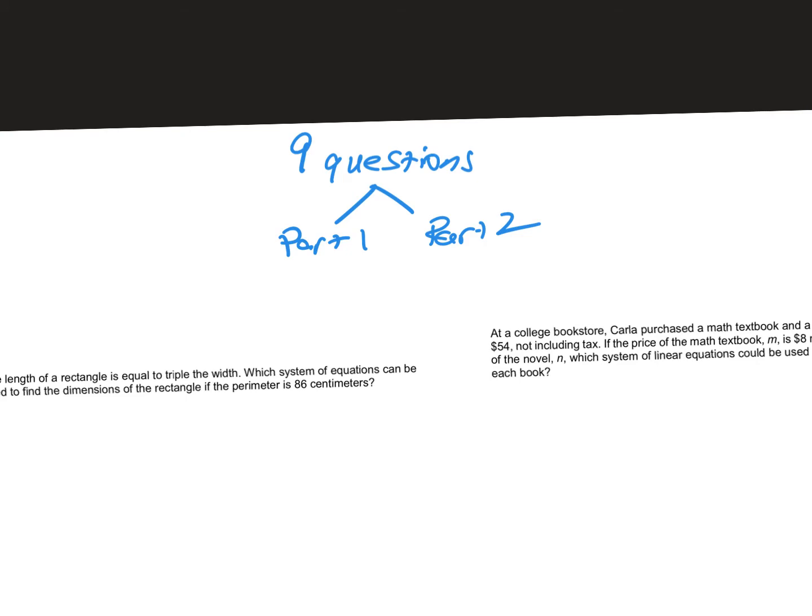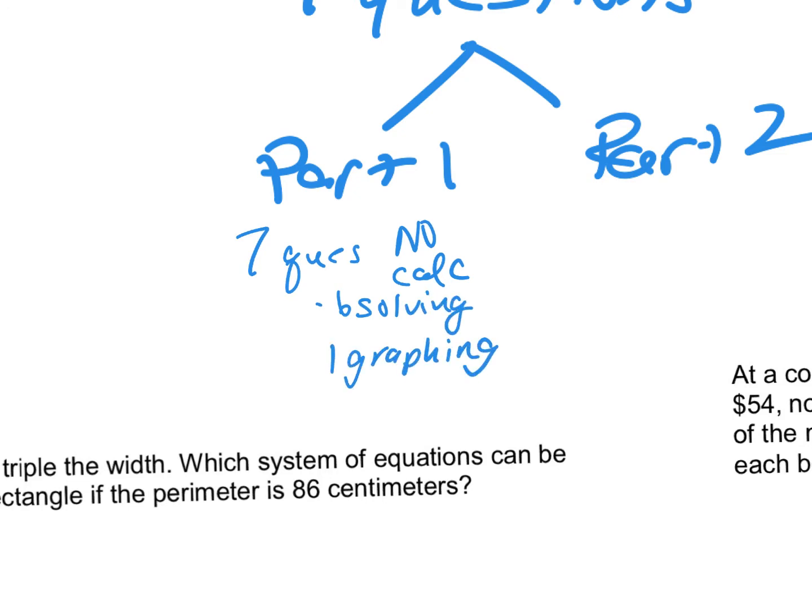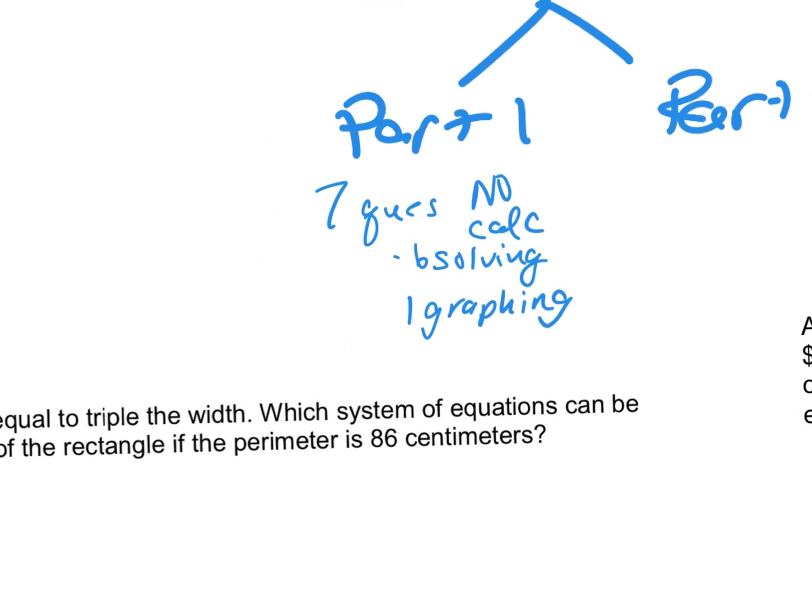All right, there's 7 questions on part 1. 7 questions, no calculator. There's going to be 6 solving, any way you want to, and 1 graphing. Once you're done with that, you're going to turn it in, and then you're going to get the word problem ones. Now, let's talk about the solving for a second.